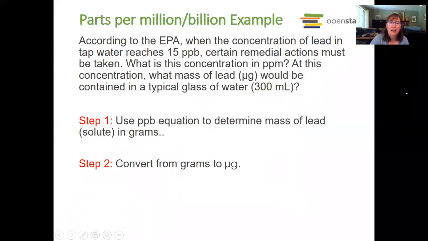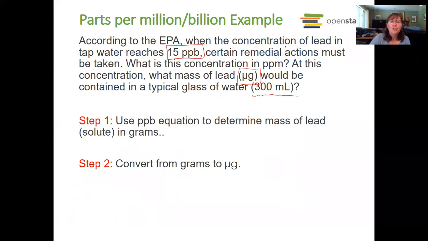According to the EPA, when the concentration of lead in tap water reaches 15 parts per billion, certain remedial actions must be taken. What is the concentration in parts per million? At this concentration, what mass of lead in micrograms would be contained in a typical glass of water, which is about 300 milliliters? And again, this is just about, so we're rounding to one significant figure in the end here.